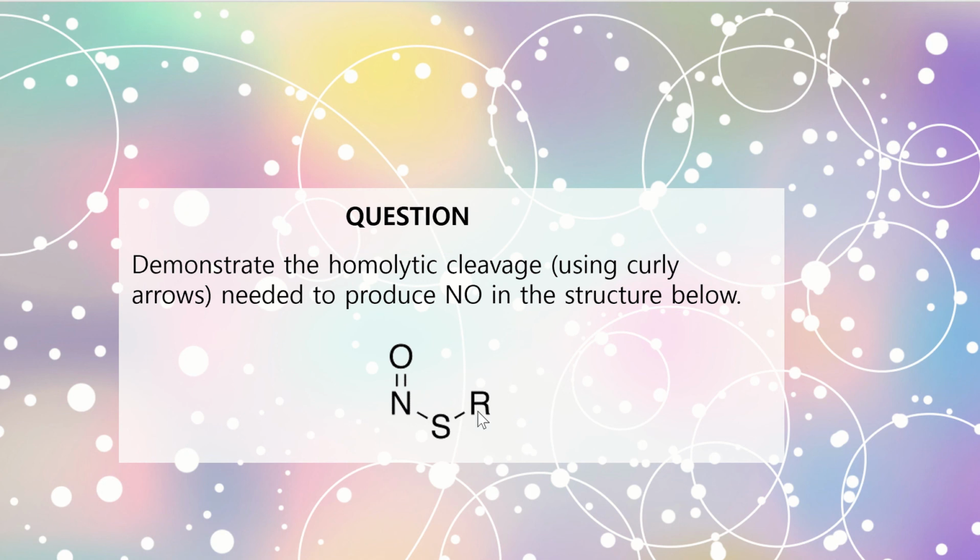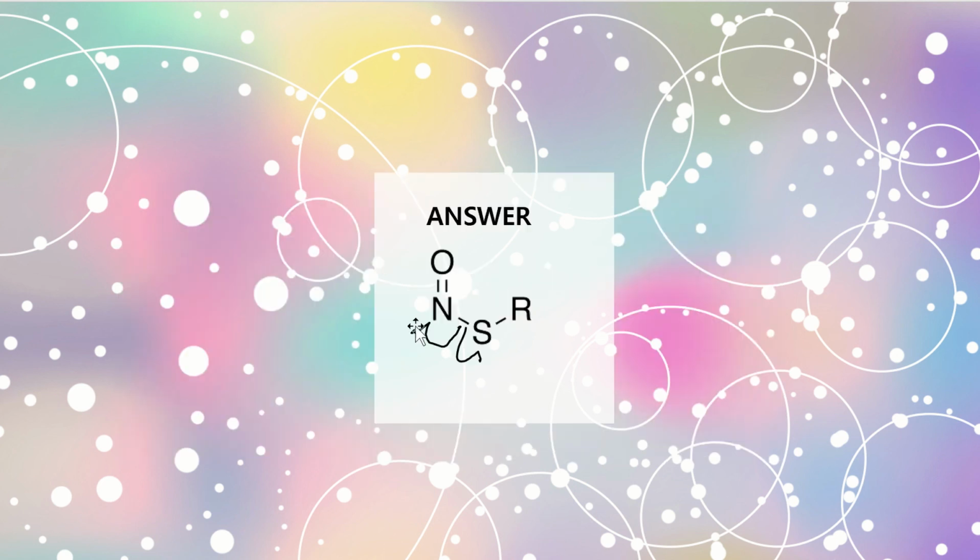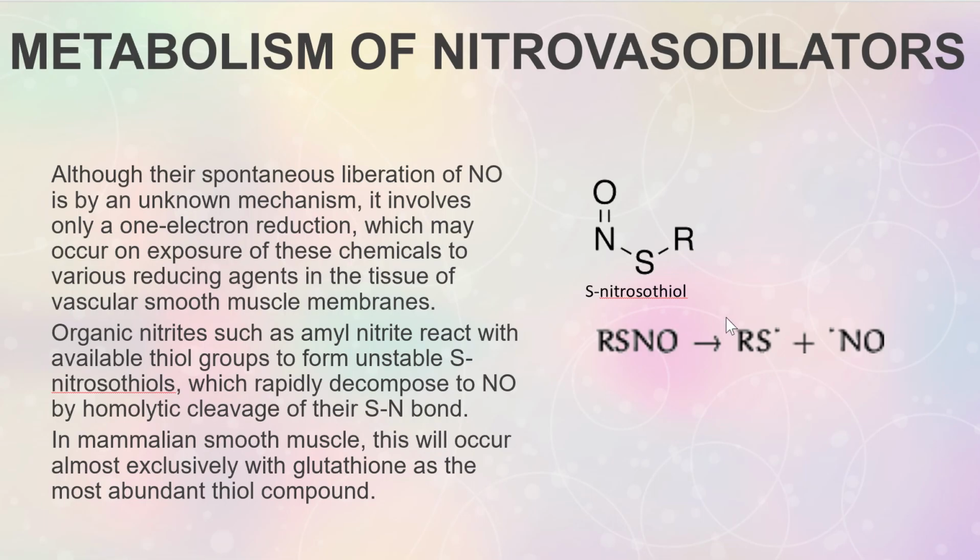All right, so this is what I want you to demonstrate, the homolytic cleavage on this structure below. As we know, it's homolytic cleavage, which means that we're moving a single electron, and so we must have the fishhook arrow starting on the bond, one end of the arrow ending on the nitrogen, the other on the sulfur. And that is how we end up with our radicals seen here.